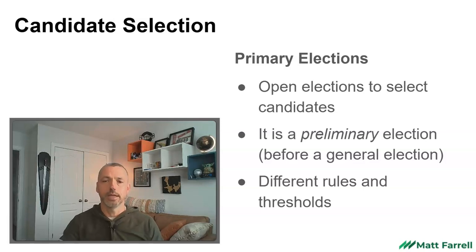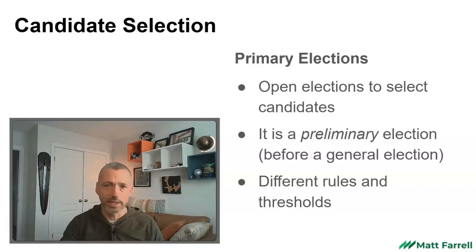What exactly is a primary election? Well, it is an open election. Rather than restricting participation to paid members of political parties, it's open to anyone who's a registered voter. The key distinction here is that it is a preliminary election. It's an election that happens before the general election. And so we will have primary elections in America that happen usually in the spring or summer before a general election. That allows voters to vote in a primary to select their preferred candidate.